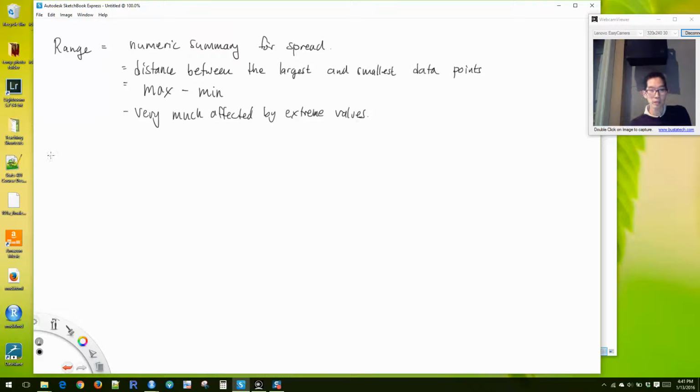On the other hand, we have the IQR, which stands for interquartile range. This is the range of the central 50% of the data.